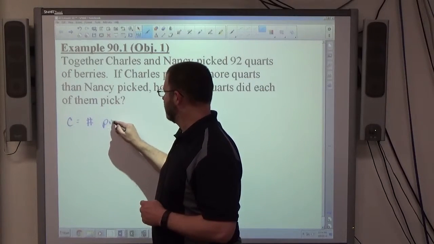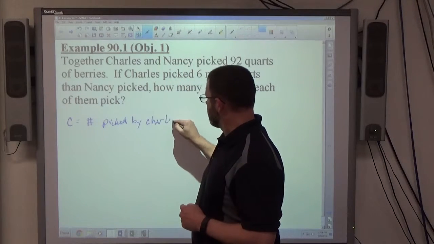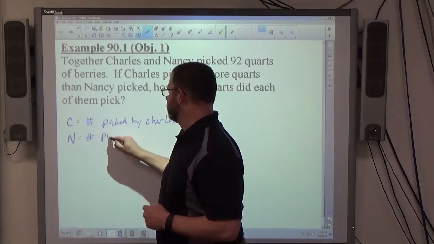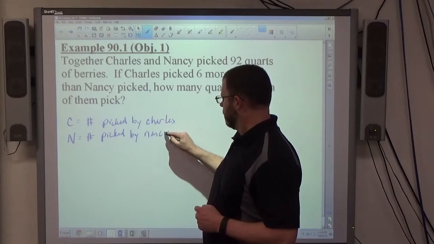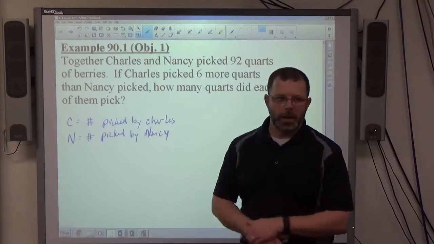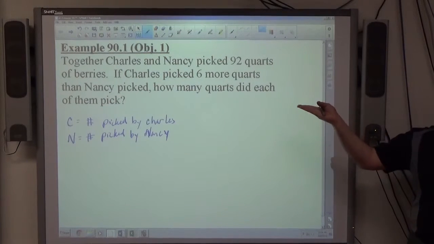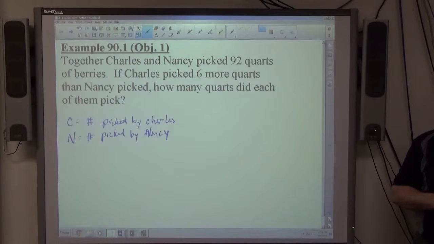Number picked by Charles. And let's say N is the number picked by Nancy. Okay. There's nothing telling us they're equal to each other. In fact, it says Charles picked more than she did, which means they aren't equal. So we have to use two variables to represent what they picked.